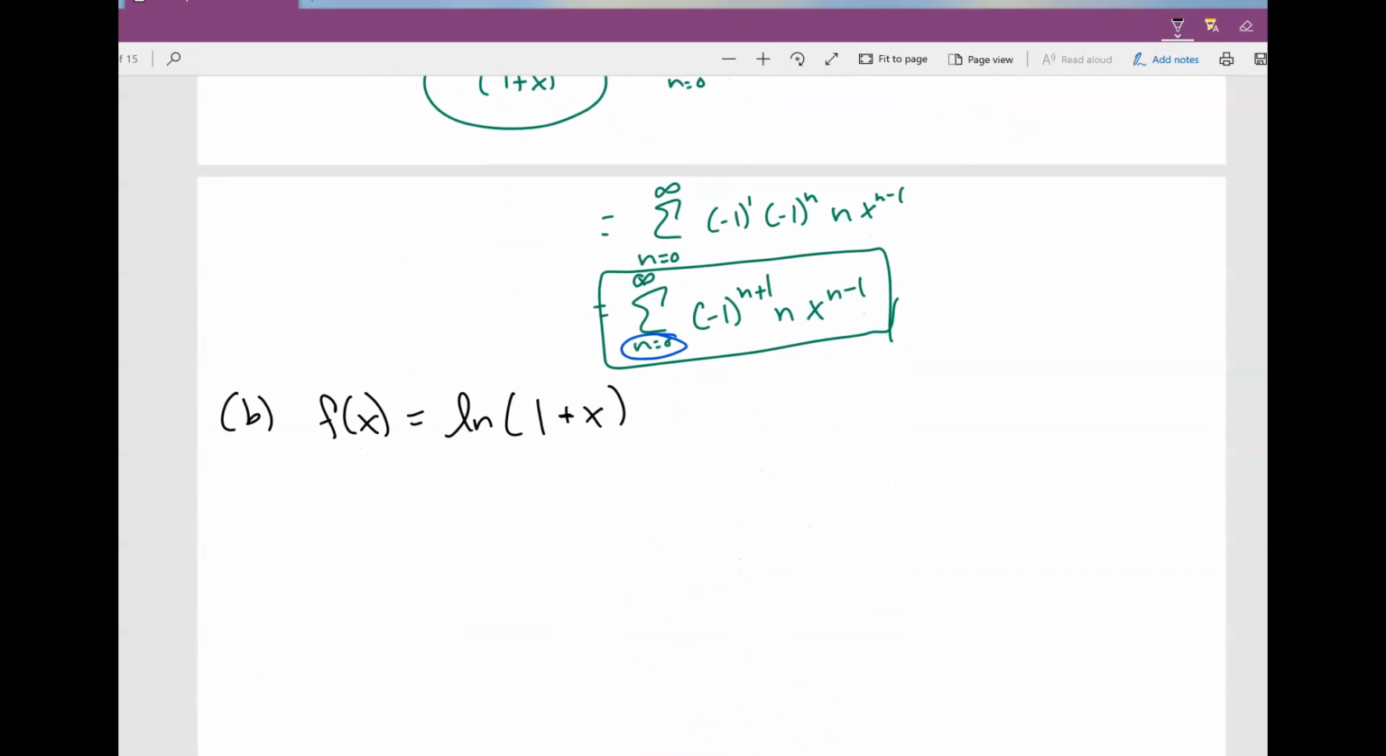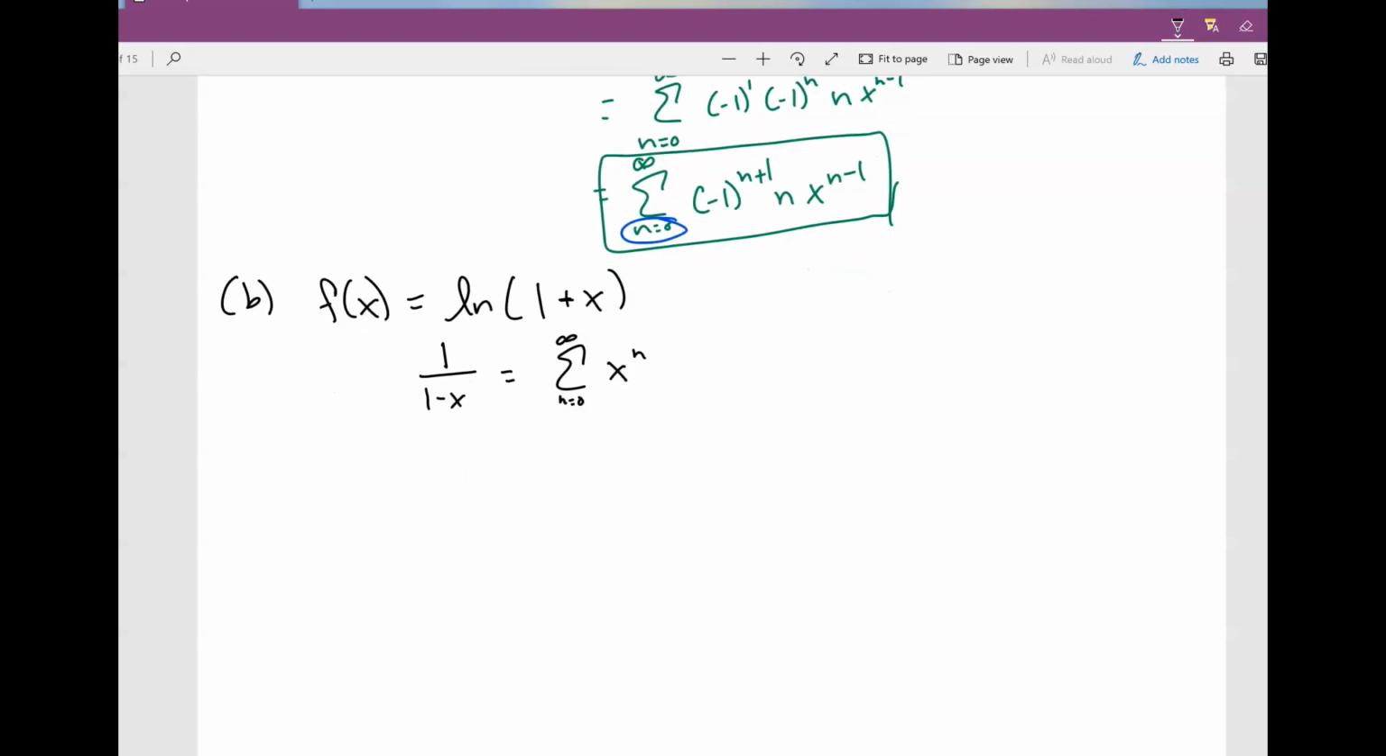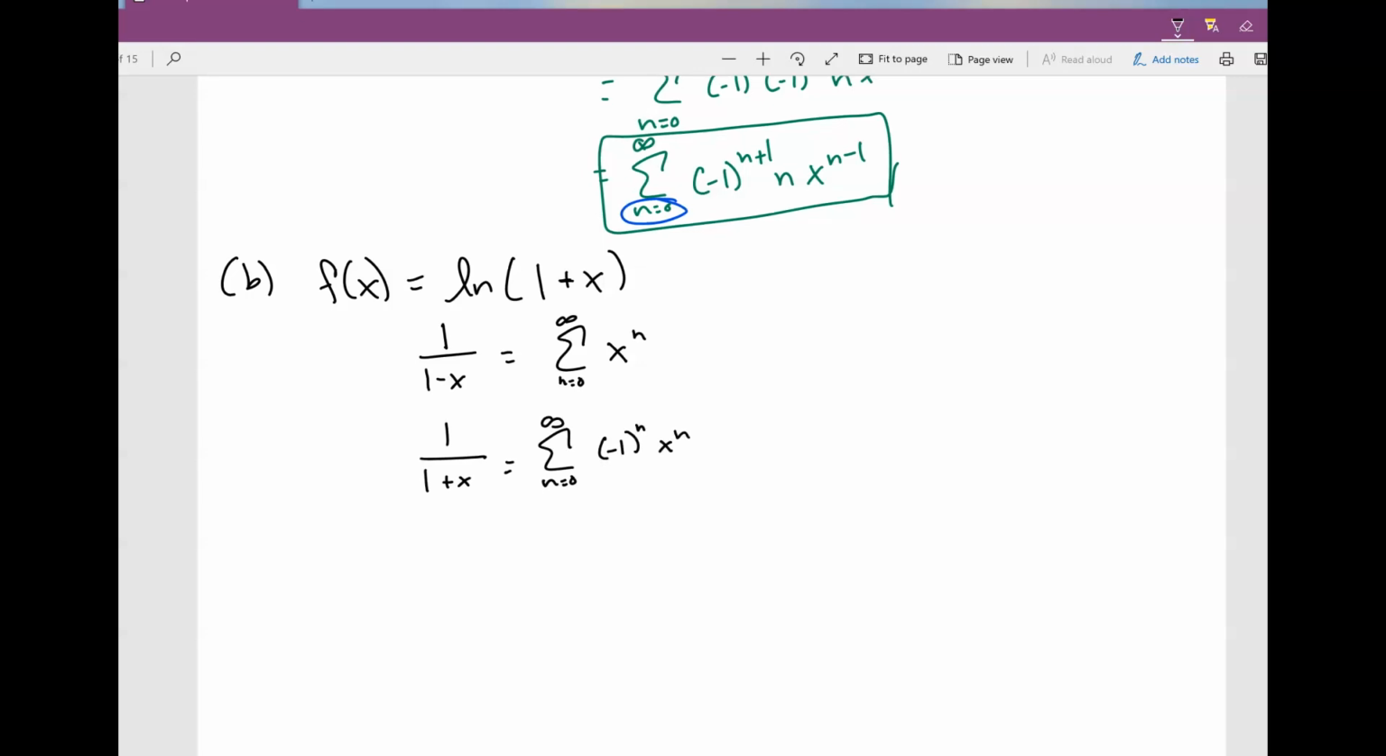Okay? So notice that I have a 1 over 1 minus x. We know that this is the sum from n goes from 0 to infinity of x to the n. Now we don't want 1 minus x, we have a 1 plus x. So I'm going to write 1 over 1 plus x. Well, we just figured that out. It's from n equals 0 to infinity, negative 1 to the n, x to the n.